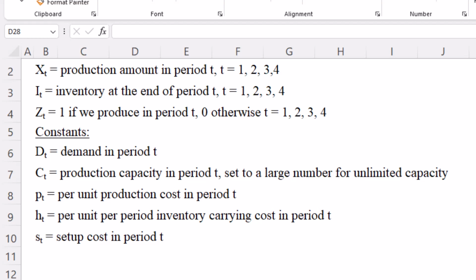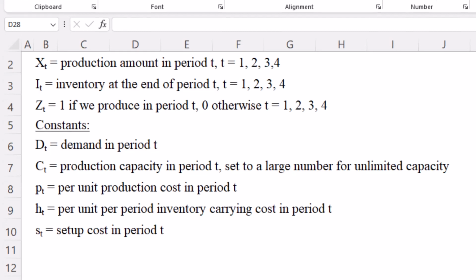Our constants are d_t, which is the demand in period t, and c_t, which is the production capacity in period t. We set this to a very large number for unlimited capacity. p_t is the per unit production cost in period t. h_t is the per unit per period inventory carrying cost in period t. And s_t is the setup cost in period t.